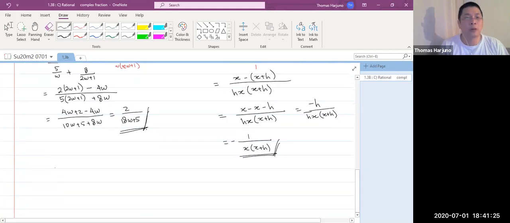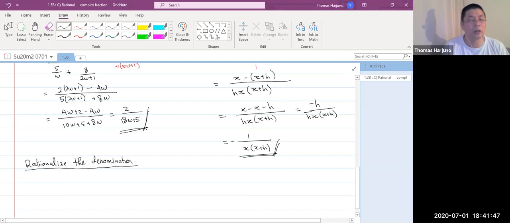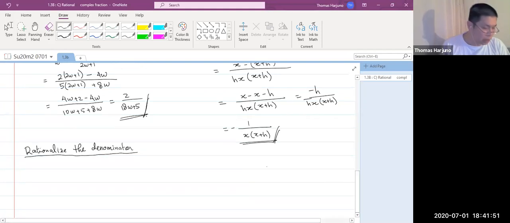Okay, now how about rationalizing the denominator? That's if we have radicals in the denominator, then we usually need to rationalize that. And to rationalize that, we multiply by the conjugate. For example, number 62.